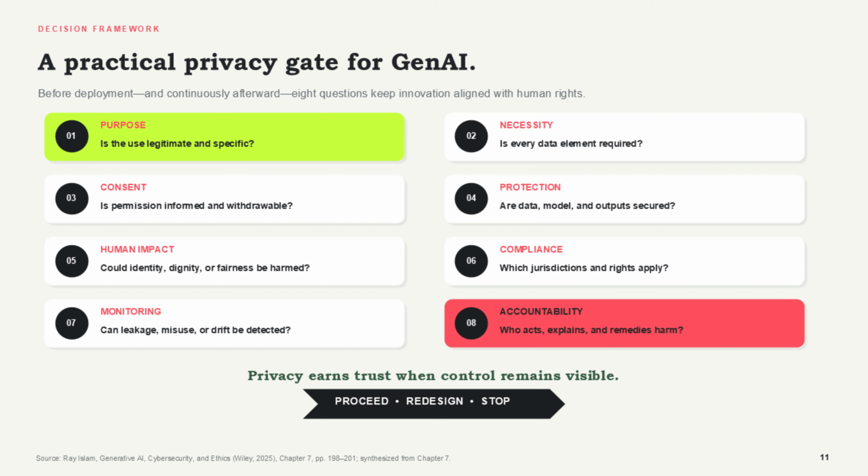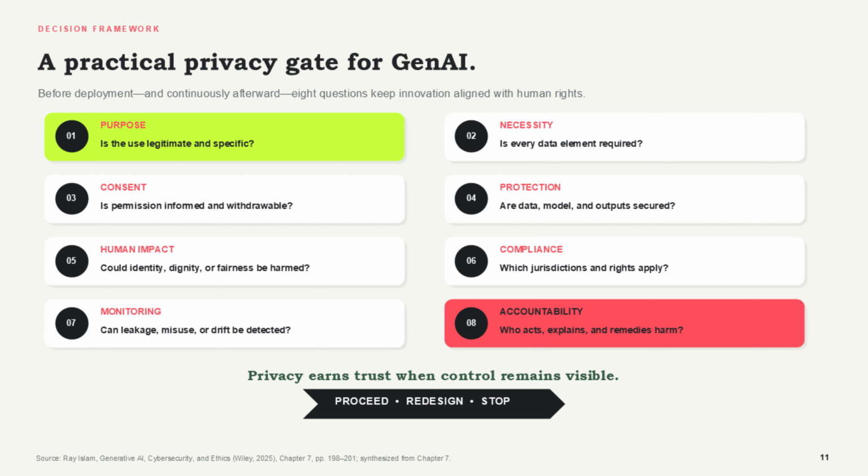First, purpose. Is the use legitimate, specific, and clear? Second, necessity. Does the system truly need every data element being collected? Third, consent. Is permission informed, freely given, specific, and capable of being withdrawn? Fourth, protection. Are the data, the model, and the generated outputs secured through appropriate technical and organizational controls?